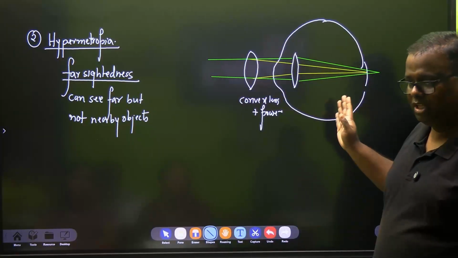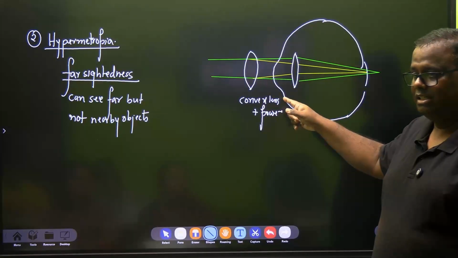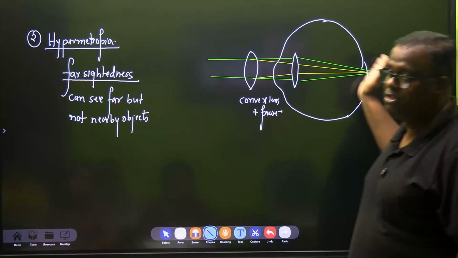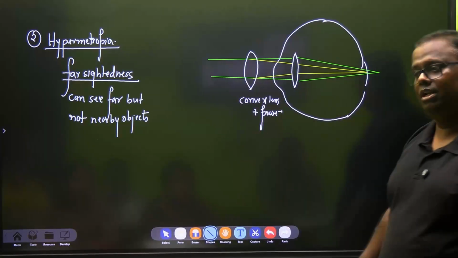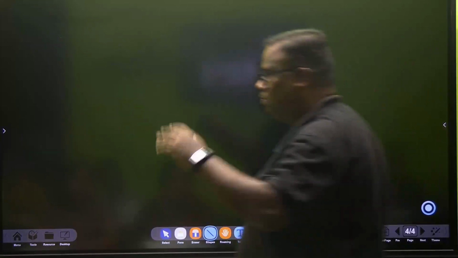Is any question out there? What is the correction for this? The correction is convex lens. The problem is because the image is formed beyond the retina. In myopia, the image is formed before the retina. Clear? तो आगे बढ़े. एक और डिजीज हमारे पास होता है, ये सबको होगा.